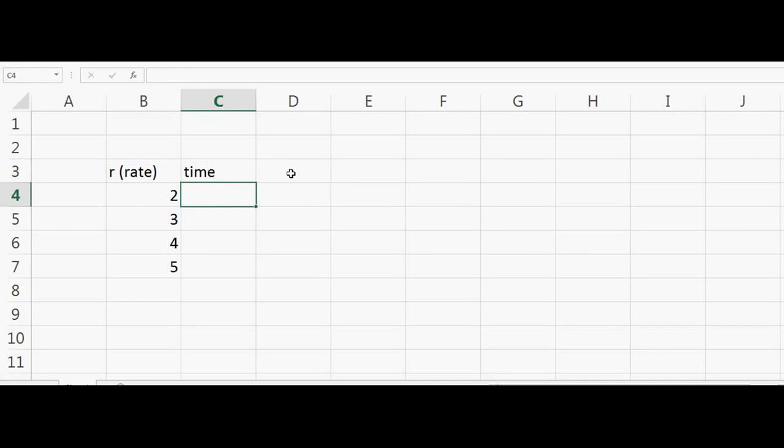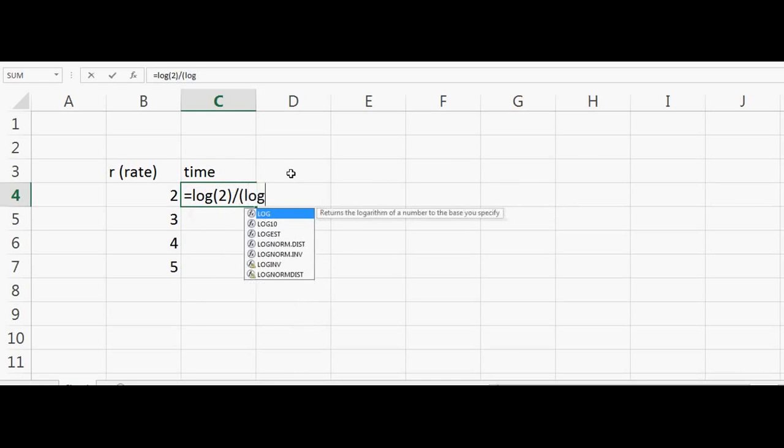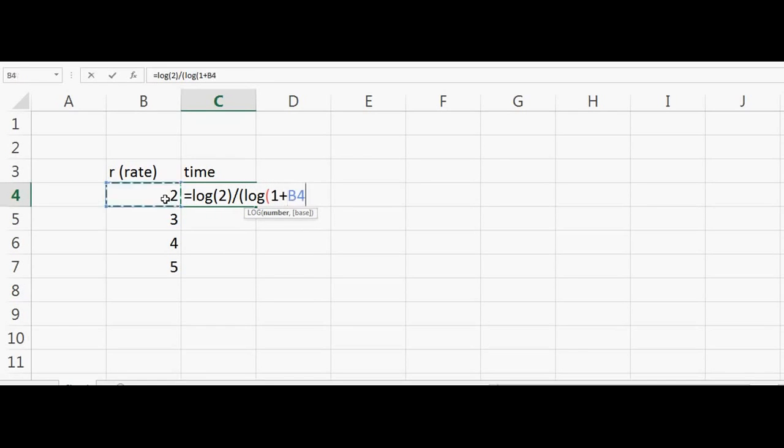So time should be equal to, as we calculated before, log of 2 divided by log of 1 plus the rate divided by 100, because this is in percentage, right? So it says 35 years, right?